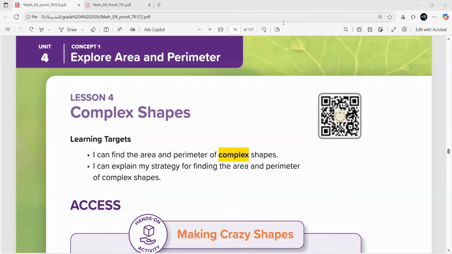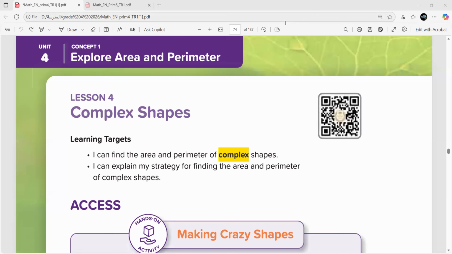Also, about the rectangle, we have studied the perimeter of the rectangle, the sum of its sides: length plus width plus length plus width. And the perimeter of the square equals side plus side plus side plus side, or side times 4.